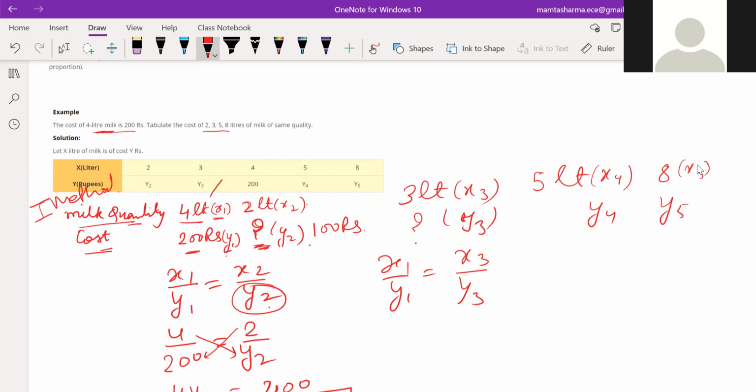You can equate these two ratios to find out y4. You can equate these two ratios to find out y5.